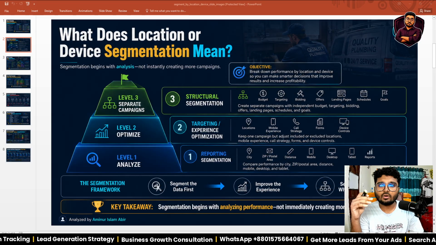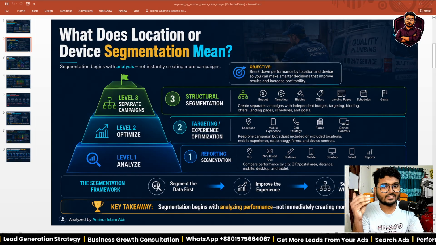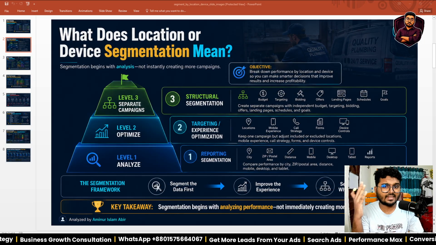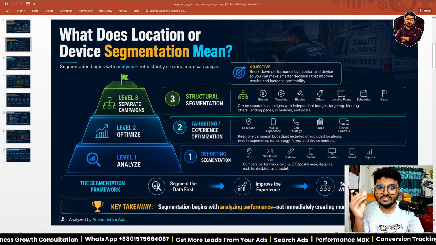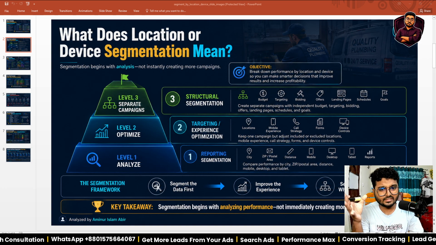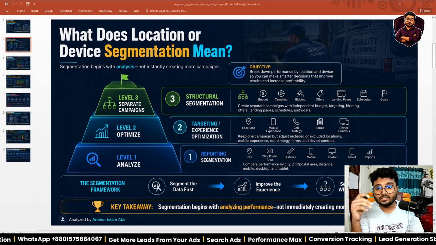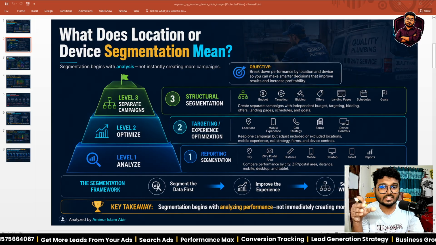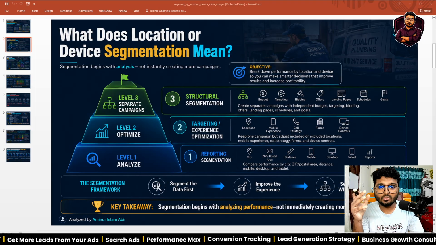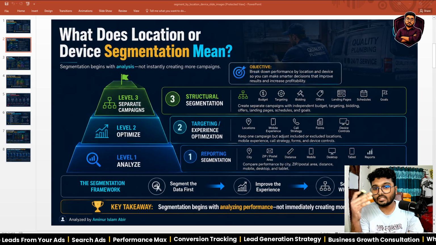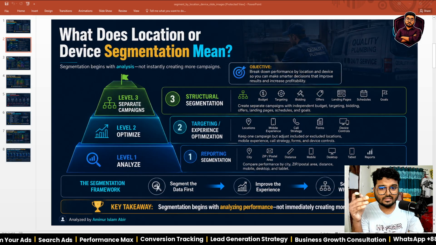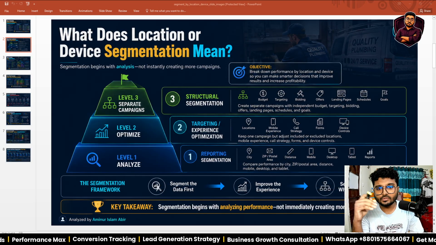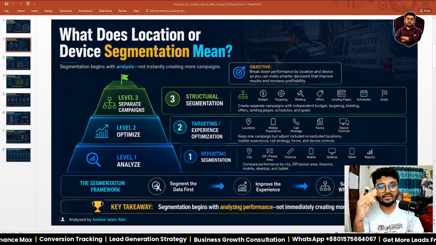Level 2, targeting or experience optimization. At this level, we may still keep one campaign but improve the setup. For example, we may exclude unprofitable locations, adjust the targeted area, improve the mobile landing page, change the call strategy, or create a better form experience for desktop users. Level 3, structural segmentation. This is when we create separate campaigns with independent budget, location, targeting, bidding goals, landing pages, offers, schedules, or conversion objectives. This level gives more control, but it also creates more management complexity. The correct order is segment the data first, then improve the experience, and finally separate only when necessary.